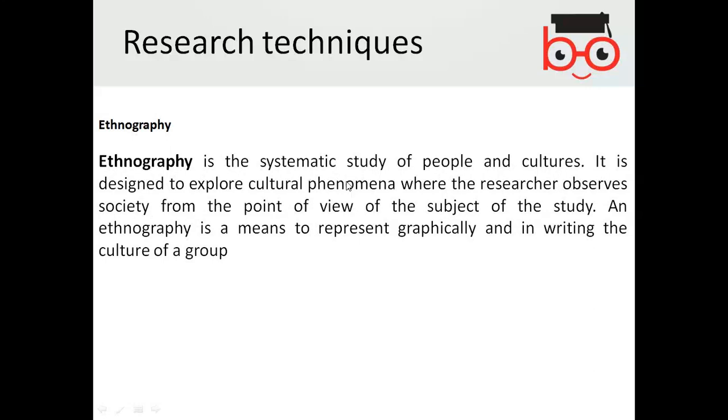Ethnography. Ethnography is a systematic study of people and cultures. It is designed to explore cultural phenomena where the researcher observes society from the point of view of the subject of the study. Ethnography is a means to represent graphically and in writing the culture of a group.